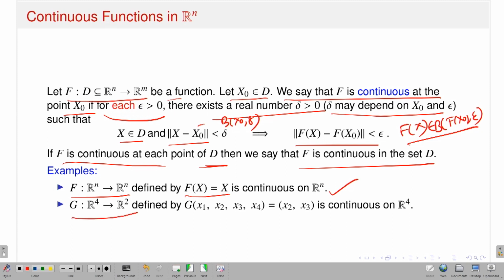Take another function g, which is R^2 valued, but whose domain is the 4-dimensional Euclidean space. If I define g of x1, x2, x3, x4 by x2 comma x3, this is also a continuous function. Again you can use the definition and the properties of the norm in R^2 and R^4, and you will be able to conclude that this is a very nice continuous function.